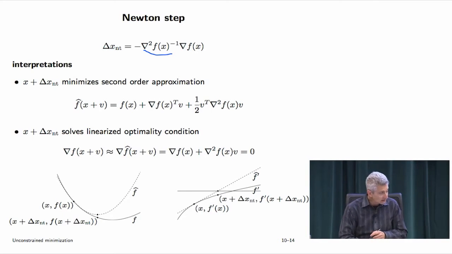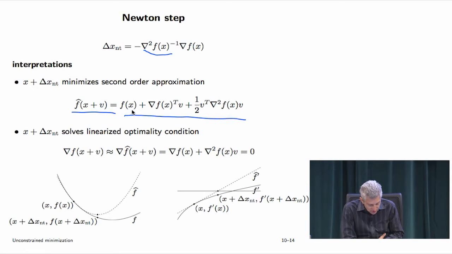Okay, so lots of other ways to interpret it. Here's one. Let's take the function and form f hat at the current point. f hat is going to be the second order approximation. So that's the first order approximation, and that's the second term in the Taylor series. And then I'll take this second order approximation, it's a convex quadratic, and I'll minimize it. And you know what you get? The Newton step. So that's the Newton step.